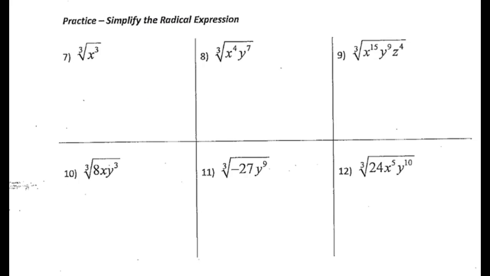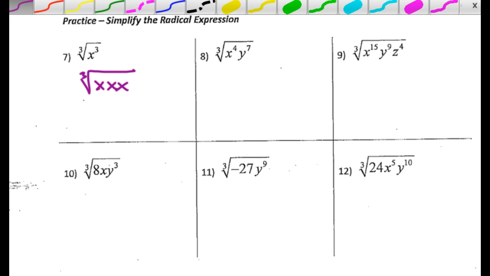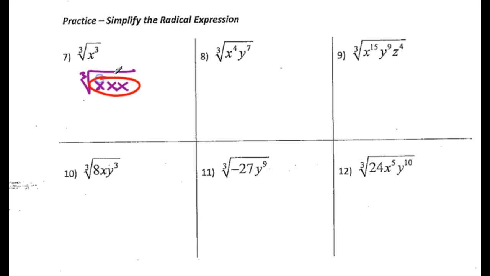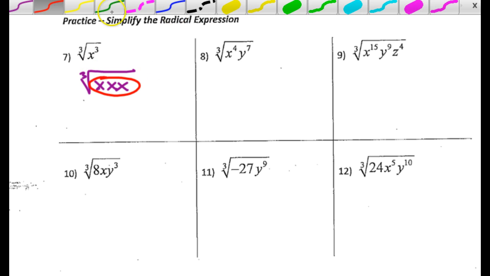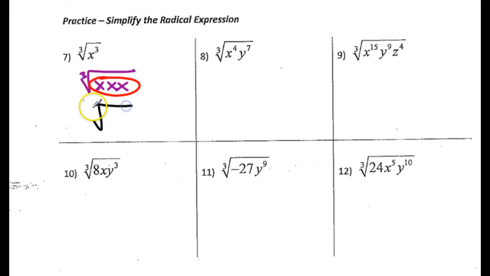Alright, so let's do a few of these together here. Number 7. Cube root of x cubed means this, x, x, x. That is one group of 3. So that means on my answer, this x comes out, meaning one group. Nothing stays inside, so remember, that means I don't need this. Final answer is just x.